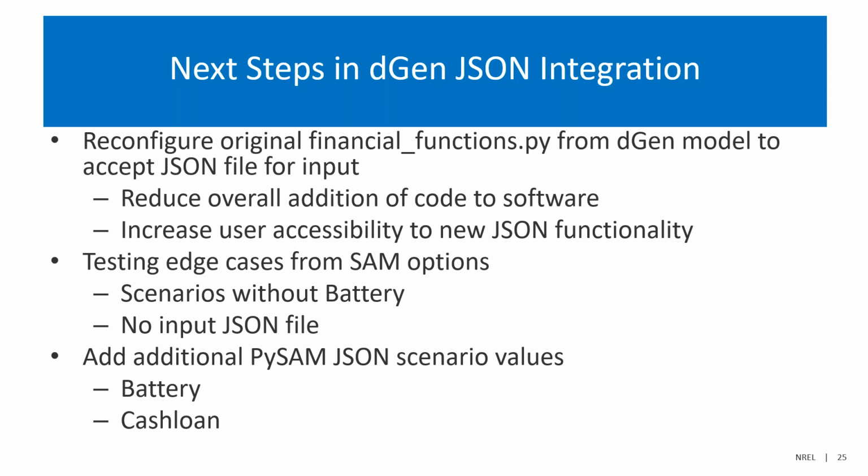We also will be going through and testing edge cases for the SAM options. For example, if a user does a scenario without a battery and our Dgen model is looking for a battery input, we don't want it to fail just because of something like that. And then, of course, we also want to make sure that a user does not have to give an input JSON file and they can still get a model output. And then we will also be putting in 2 more PySAM scenarios, which will be for the battery and cash loan options from PySAM.